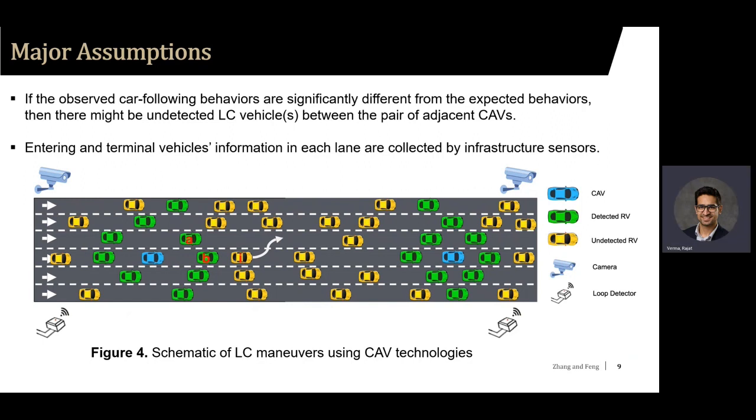The second assumption we made is that the entering and terminal vehicle information in each lane is collected by infrastructure sensors. The cameras installed here collect the vehicles' plate information, and the loop detectors collect the vehicles' speed, acceleration, and this kind of information.